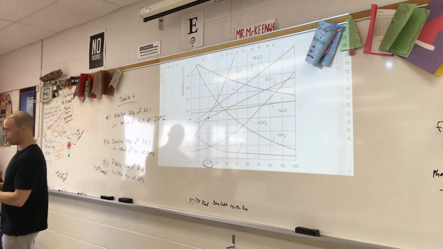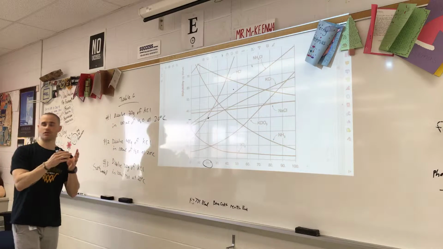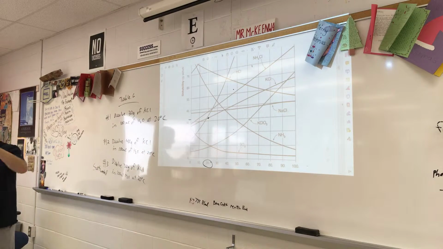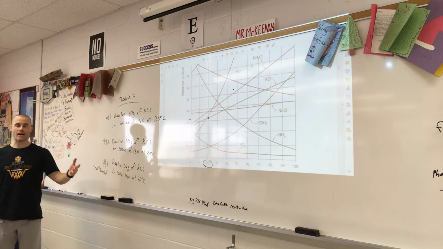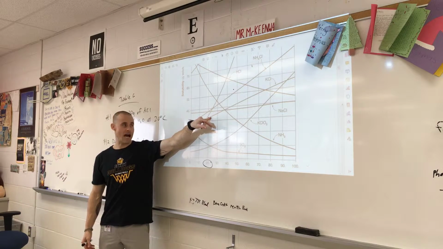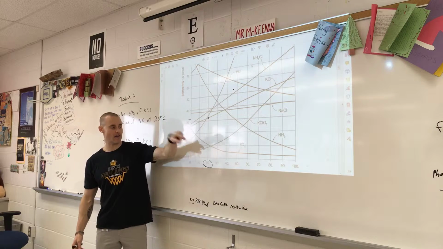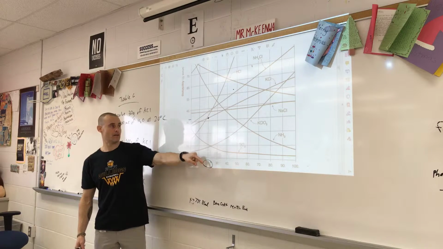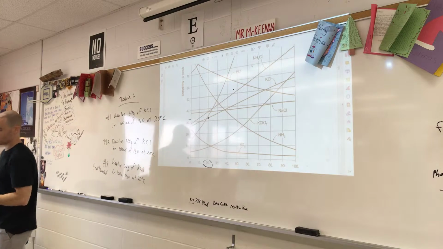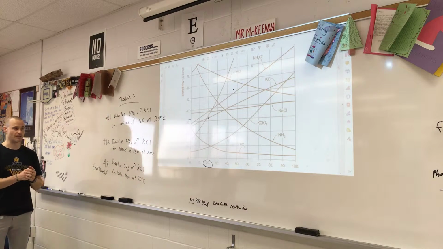So one thing I want you to memorize, with table G: on the line is saturated. That phrase, on the line is saturated. Why? Because on that line is the maximum amount you can dissolve at that temperature. No more, no less, right on the line is the maximum amount. So on the line is saturated. You need to memorize that.